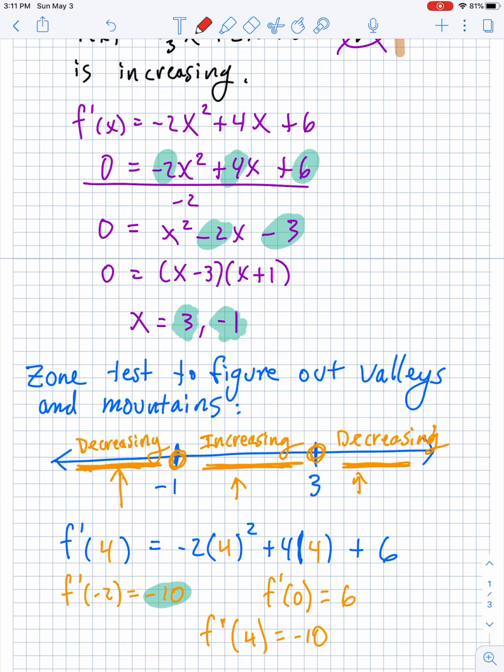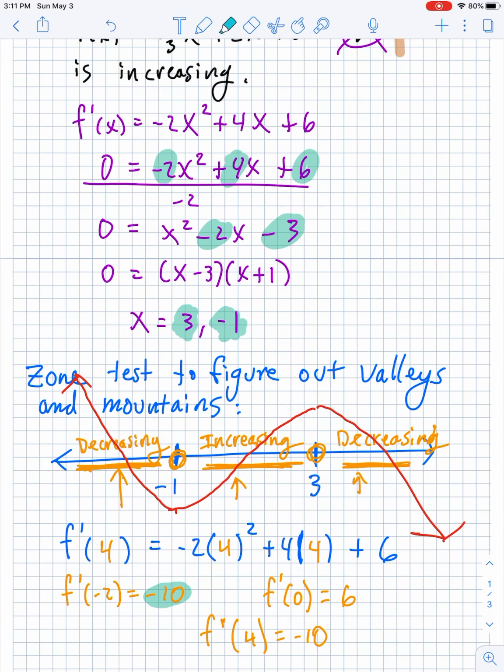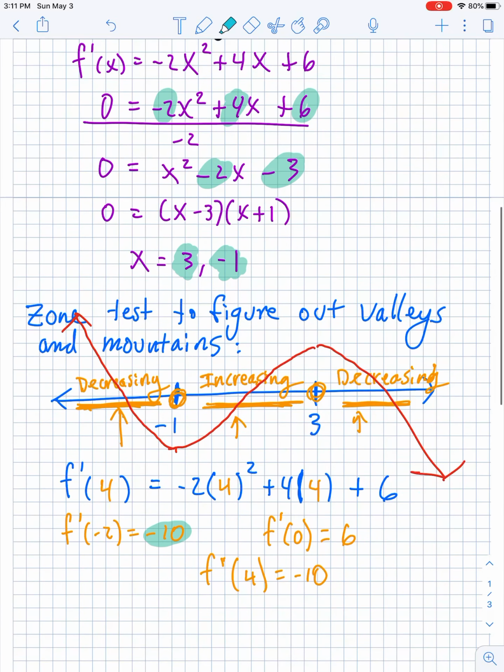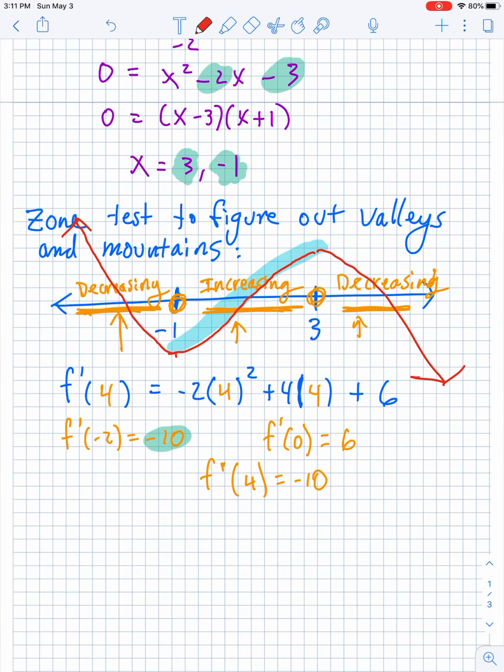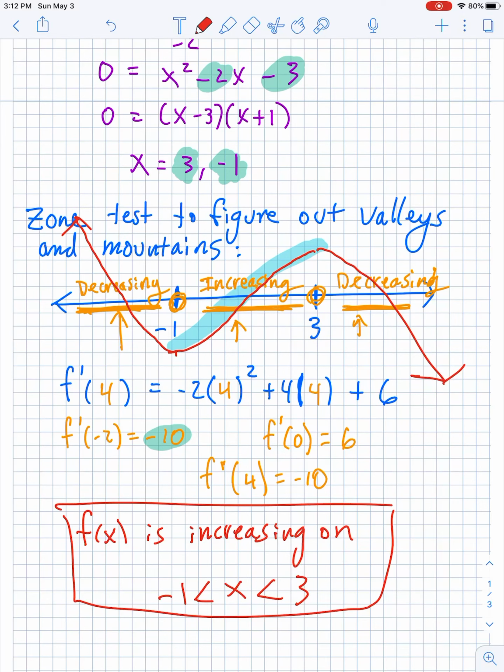Now, if I were to just draw what it might look like, that means it was going downhill in this zone. And then it turns around here at negative 1. Then it goes uphill, uphill, uphill. And then at 3, it turns around again. So the spots where it is decreasing. No, we're going for increasing, right? Yeah, increasing. The only time that it's increasing is here on this section. And that's when x is between negative 1 and positive 3. So that would be our answer: f of x, the original equation, is increasing on negative 1 less than x less than 3. It's just between negative 1 and 3.